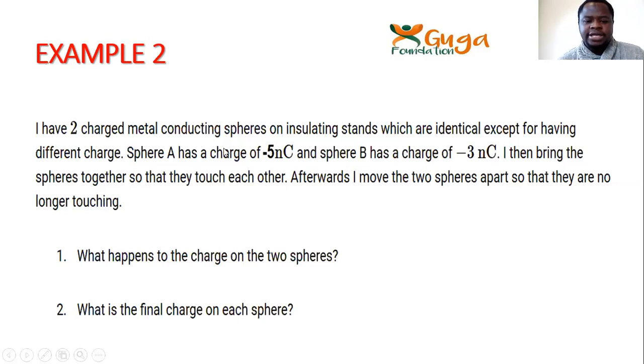So suppose you've got two charges here, sphere A and sphere B, then we bring them together and they will share the charges until they get the average charge, and after that they separate. So the question here is asking what happened to the charge on the two spheres and what is the final charge on each sphere. Here you calculate the Q new, which is equal to Q1 plus Q2 divided by 2.